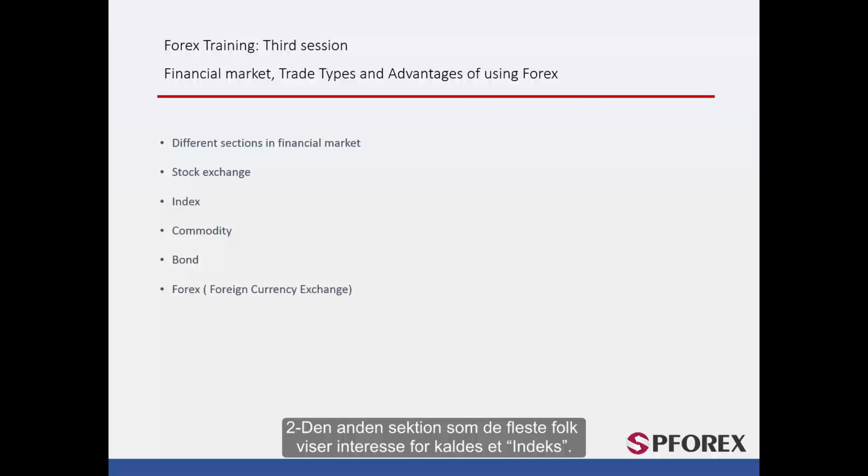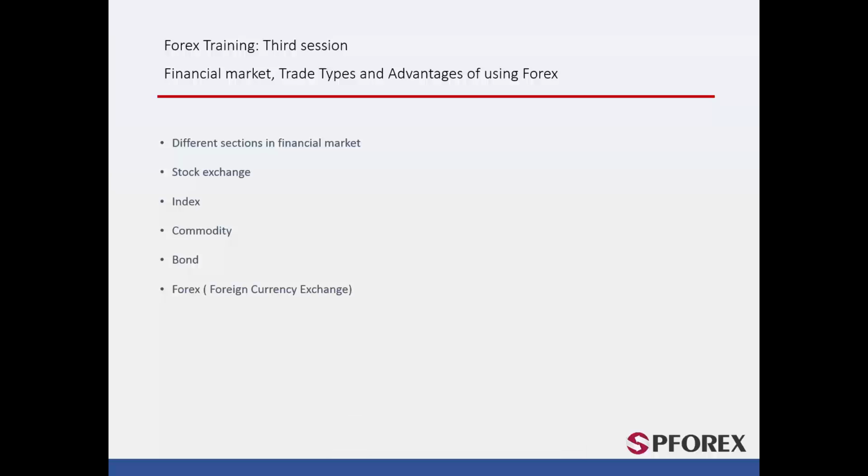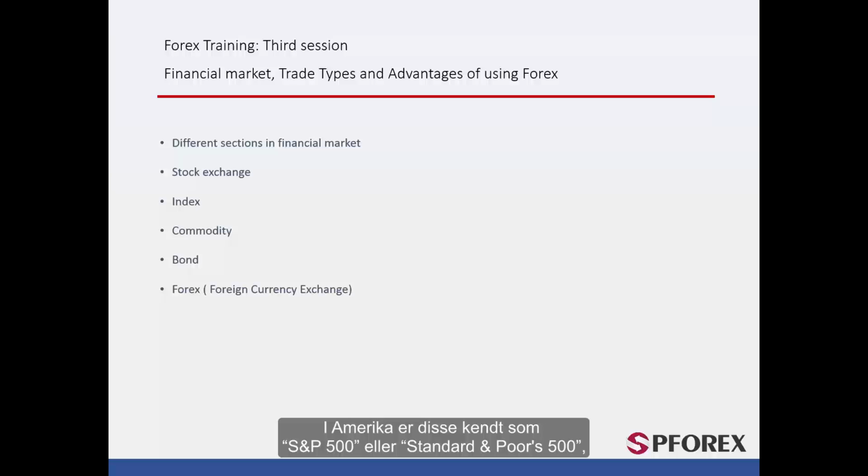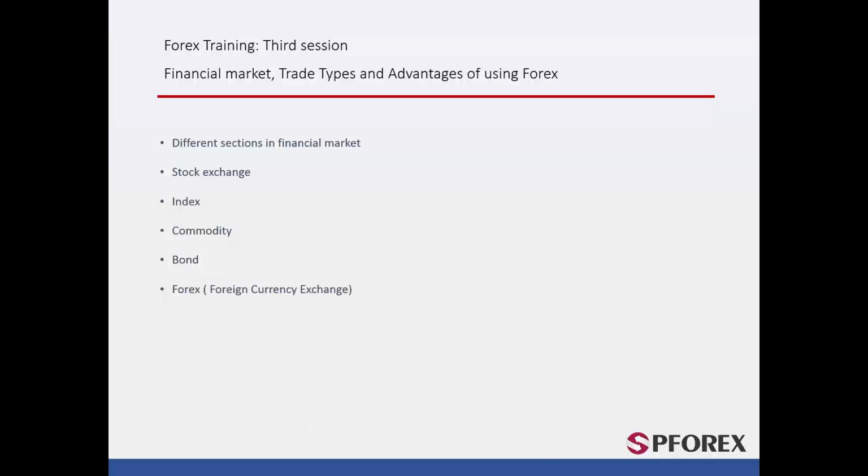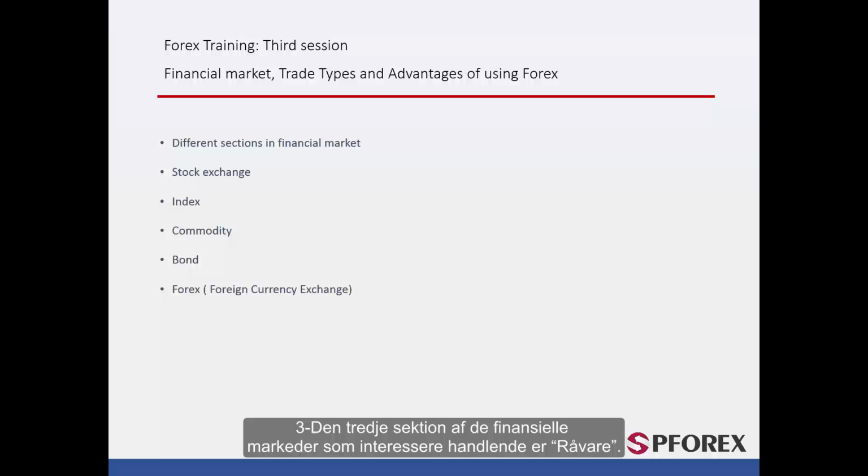The second section, which most people show interest in, is called an index. This is where, instead of buying a single share of a company, many people intend to buy an index of that share. These can be traded internationally. In America, these are known as S&P 500 or the Standard & Poor's 500, and in Germany they are known as DAX, Deutscher Aktienindex. The third section of financial markets that interests traders is commodity.